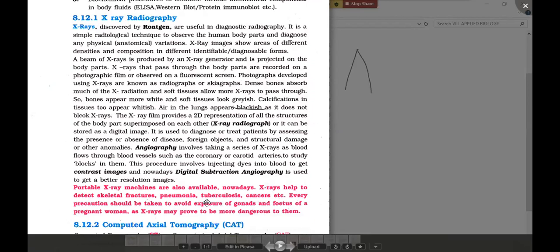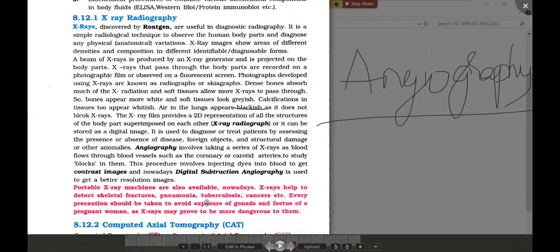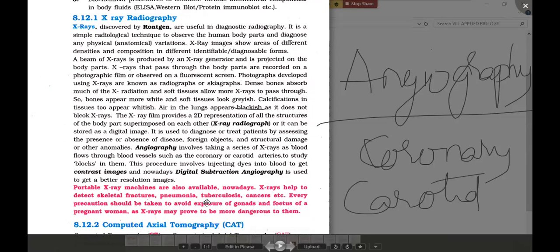Next, we need to see angiography. Angio means blood vessels, blood circulation. Angiography involves taking a series of X-rays as blood passes through blood vessels such as the coronary and carotid arteries. Coronary and carotid are to be remembered; in the coronary and carotid arteries we do angiography to study the blocks in them. This procedure involves injecting dyes into blood to get contrasting images. And nowadays digital subtraction angiography is used to get better resolution images.